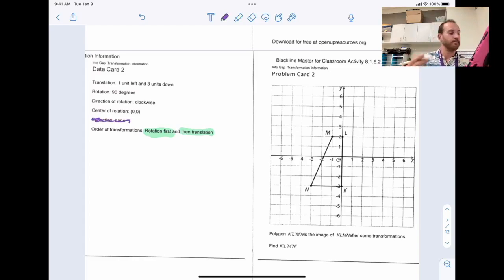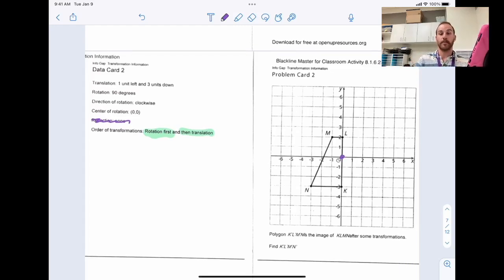Okay, first of all, I want to note my center of rotation is the point (0, 0), right? The origin. Okay, so we've got that. The direction of the rotation is clockwise, and we're rotating 90 degrees. So this vertical line should be laying flat after the rotation, or in the aftermath.